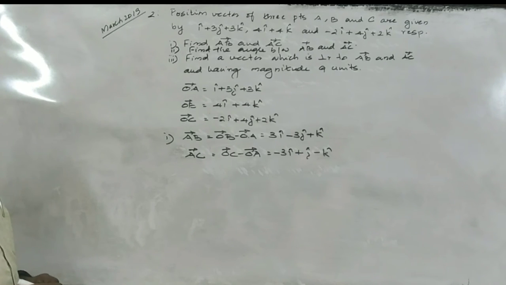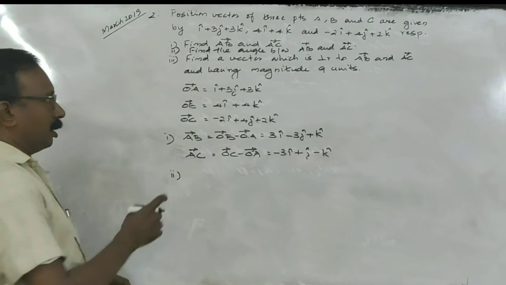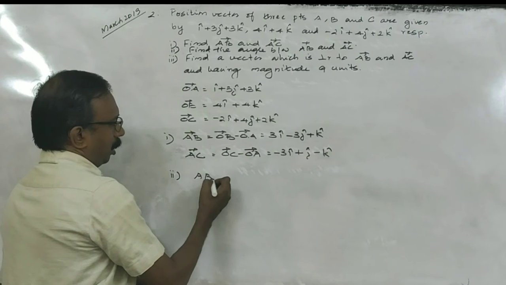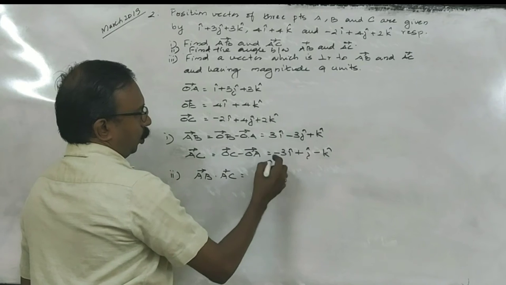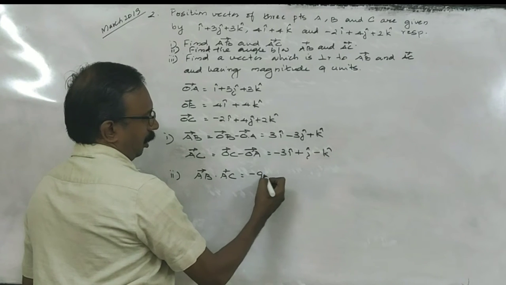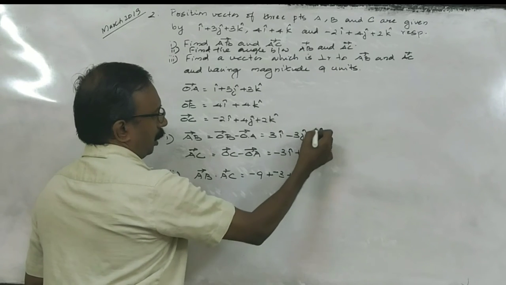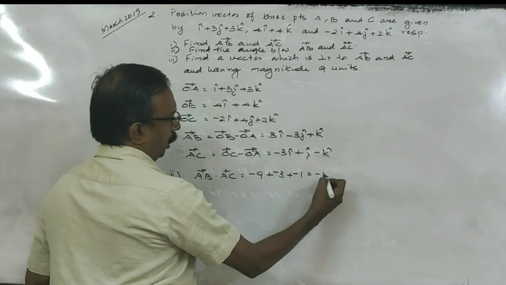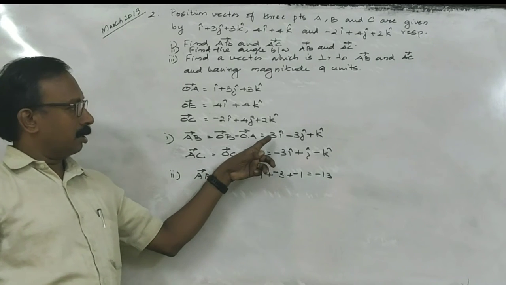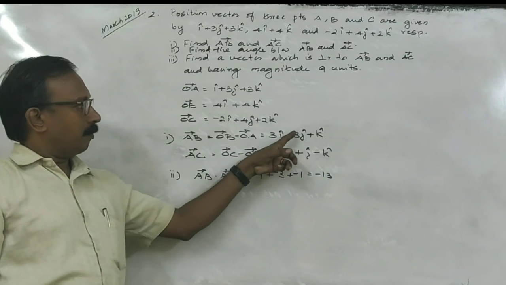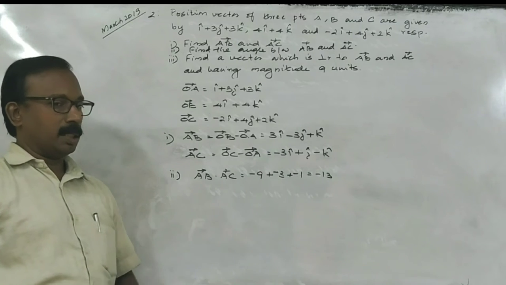This is the first question. Now, the second question is, find the angle between these two vectors. Here, vector AB dot vector AC is equal to 3 into minus 3, that is minus 9, plus minus 3 into 1, minus 3, plus 1 into minus 1, that is minus 1. So, minus 13. The product is the sum of the products of the components: 3 into minus 3, minus 9; minus 3 into 1, minus 3; 1 into minus 1, minus 1.